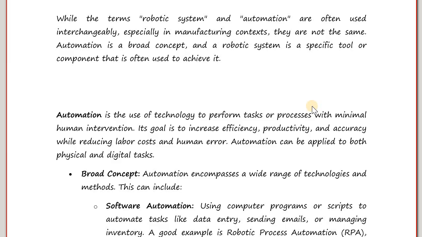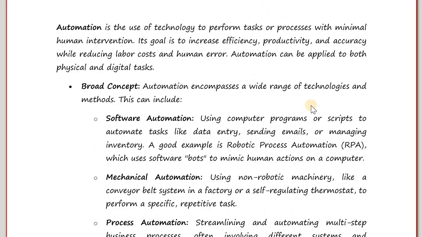So, as I was saying, you see the robotic system and automation, they are often used interchangeably, especially in manufacturing contexts, but remember they are not the same. You see, automation is a much broader concept and robotic system is just a specific tool, a part of automation, and you will learn about it in detail now.